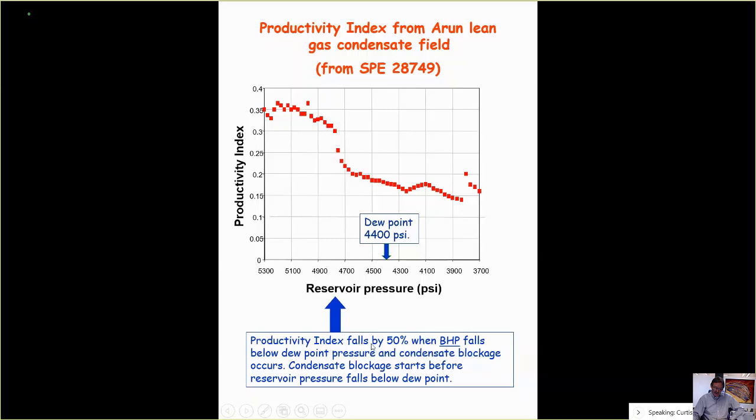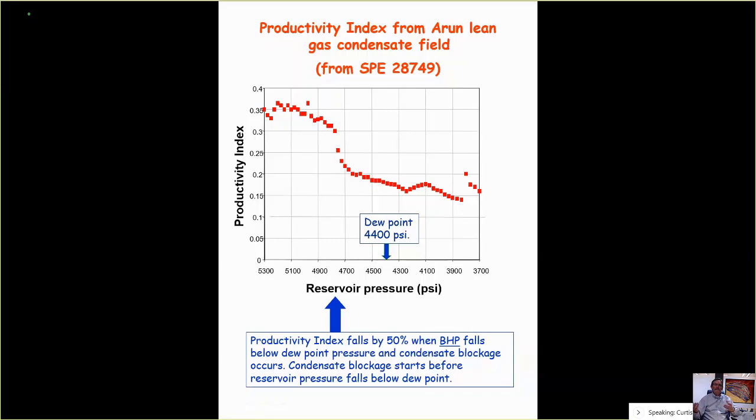So the productivity falls by 50% when the flowing bottom hole pressure drops below the dew point and the blockage starts. So the condensate blockage in this case starts before the reservoir pressure falls below the dew point. This all makes sense. And the more undersaturated it is, the more deceiving it's going to be. Because when you have a highly undersaturated gas condensate, and even the initial flow test may not be below the dew point, you don't see any blockage effect, nothing in well tests, nothing at all.